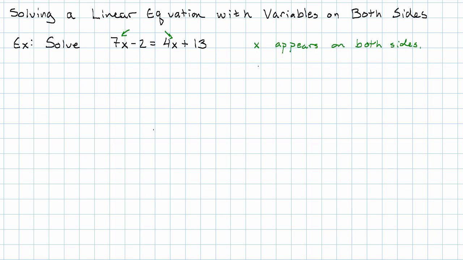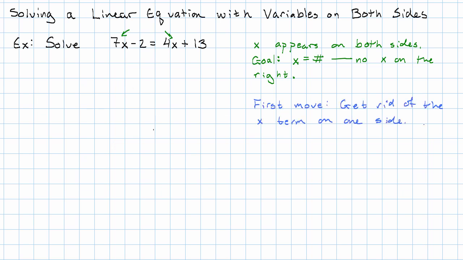Remember that in solving an equation, our goal is to get an equation in the form x equals a number. That equation doesn't have x appearing on the right-hand side. So, in order to get our equation into that form, we need to get rid of the x term on one side. Usually we'll pick getting rid of the x term on the right side. It doesn't matter which side we choose. We just have to choose one. We'll usually choose the right side because it's easier.